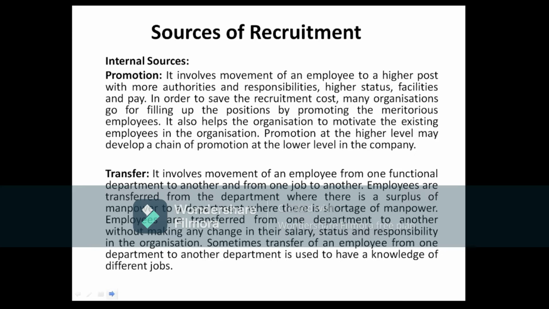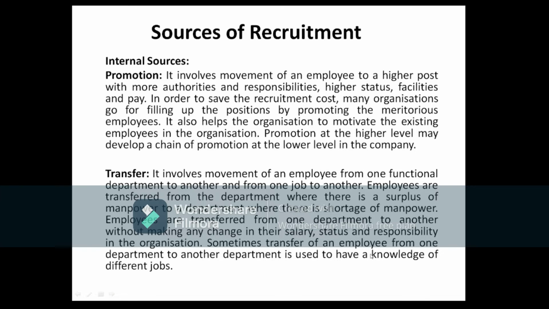In case of promotion, there is not only an enhancement in position, but the organization also increases authorities, responsibilities, pay, and facilities. But in case of transfer, the organization does not increase the status, responsibilities, authorities, and salary. It only makes the movement of an employee from one job to another job. So this is about transfer.